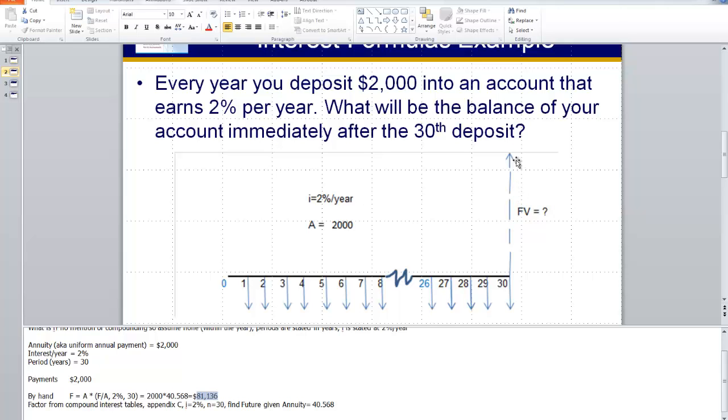Those two cash flow streams, $81,000 at year 30, are economically equivalent at a stated interest rate of 2% per year to 30 payments of $2,000 per year. And that is the second example.